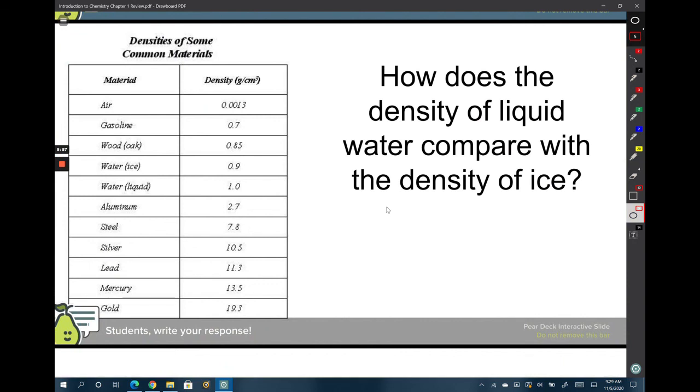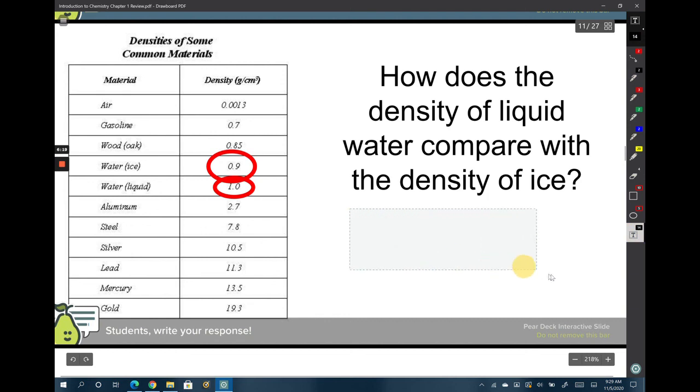All right, now you're using a chart. How does the density of liquid water compare with the density of ice? So let's go over here and look. The density of liquid water is 1.0. The density of ice is 0.9. So how do they compare? We would say that liquid water is more dense than ice.